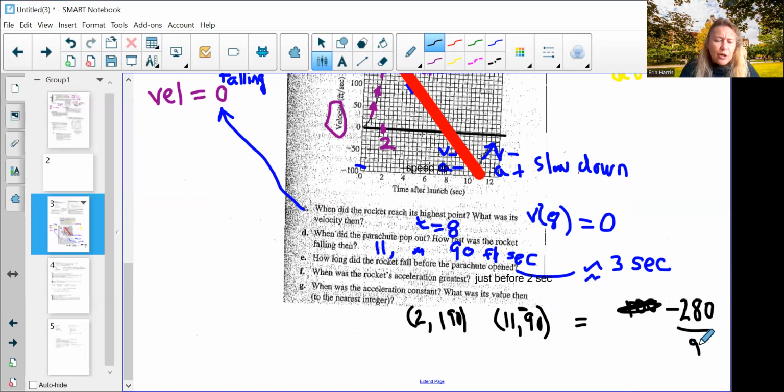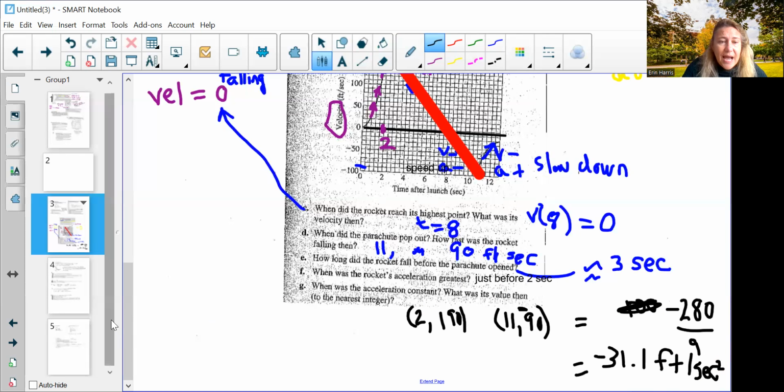And we are on Earth in free fall, and so we would be expecting a number like negative 32 feet per second squared. I got negative 31. That's just from estimating it. Technically, I got negative 31.1 feet per second squared. But we know if we're on Earth and something is in free fall, there is a constant acceleration of negative 32 feet per second squared.